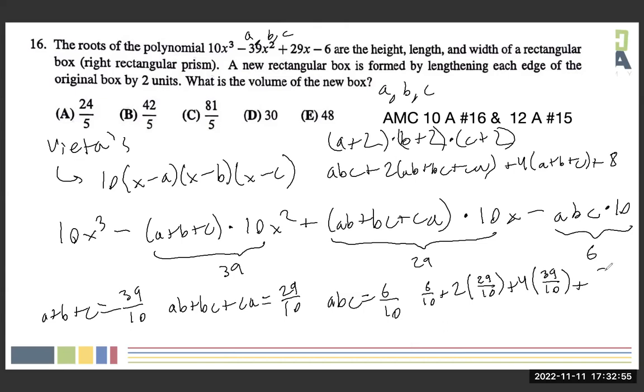And 8 is just 80 over 10, you could say. Okay, and now if we simplify this, 2 times 29 is just 58, and 4 times 39 is just 156. So we just get 6 plus 58 plus 156 plus 80 over 10. And if we add all these numbers up, we get 64, 220, 300. Yeah, 300 over 10, and that just gives us 30. That's our answer.